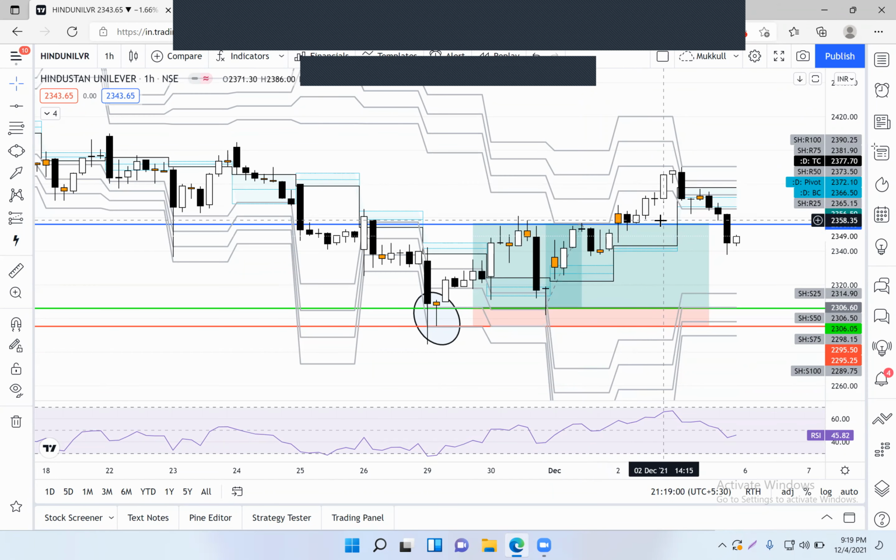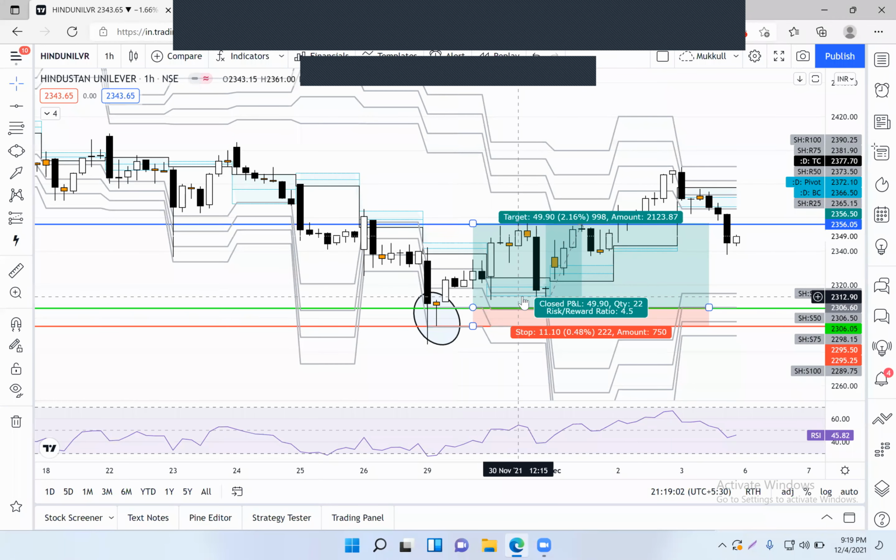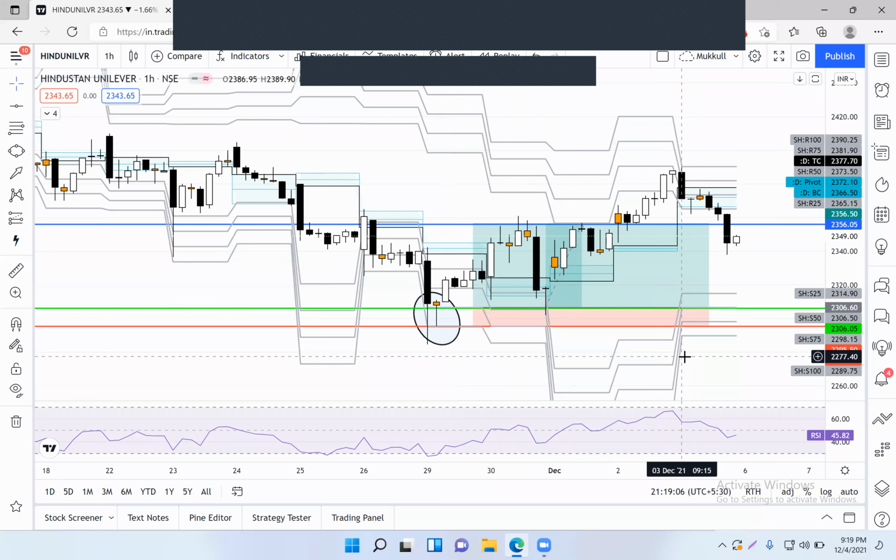In how many days? 1, 2, third day it hit. So within, we have at least 6 hours of trading time in Indian markets, so within 12 to 15 hours, I would consider, you are gaining 2% on your overall capital, and that too on a swing. But now let's talk about it. We have talked about entry and stop loss.